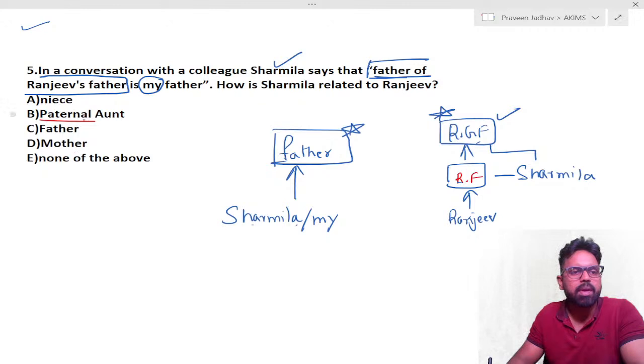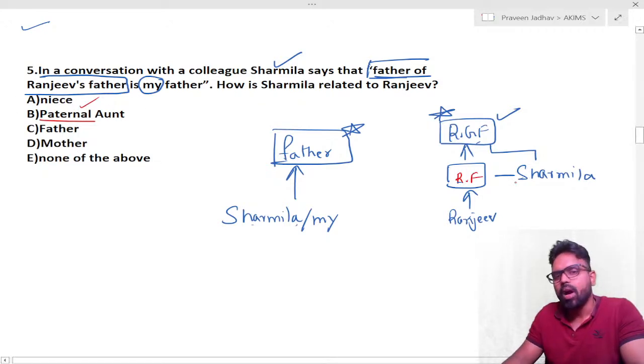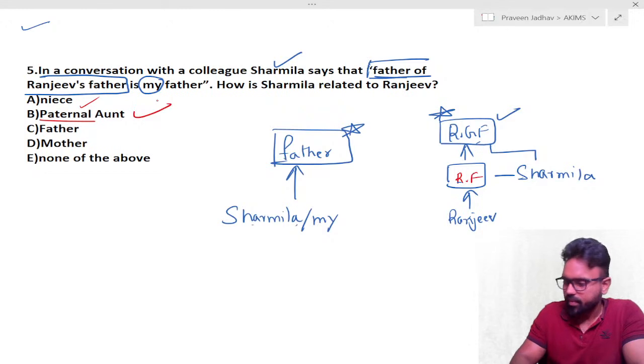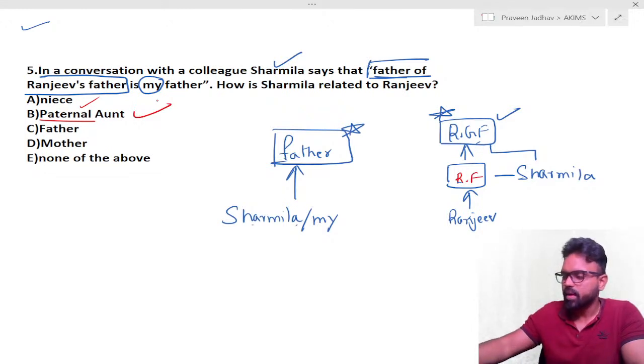How many options are there with paternal? Fine, paternal. After that, Sharmila. Paternal aunt or uncle. Is aunt or uncle there? Yes, aunt is there. Mark it. Getting it, everyone? Any doubt there? Please let me know right now if you have any doubt.